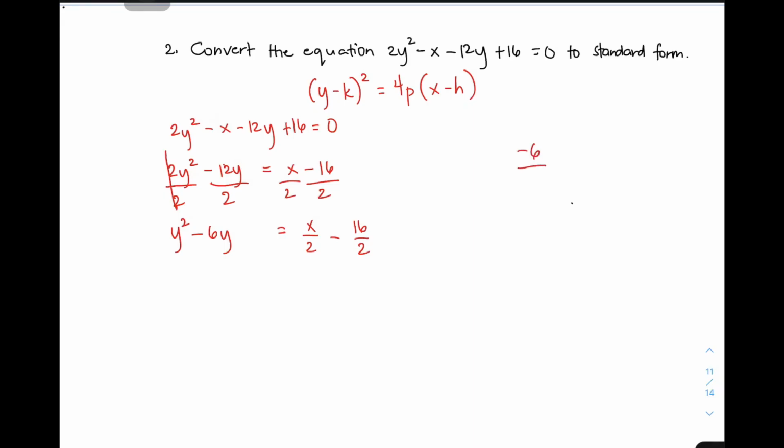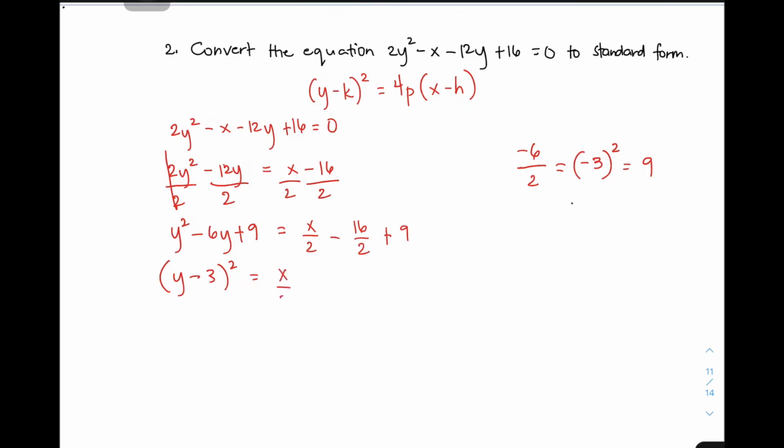Kunin mo yung negative 6 divided by 2, that is negative 3. And then square the quotient. You have square is equal to 9. So this is plus 9. And this one is also plus 9. So since this one is already a perfect square trinomial, kailangan makapag-create na tayo ng square of binomial. Okay? So you have y minus 3 square. Yan yung kanyang factors. So ito naman, we need to simplify this.